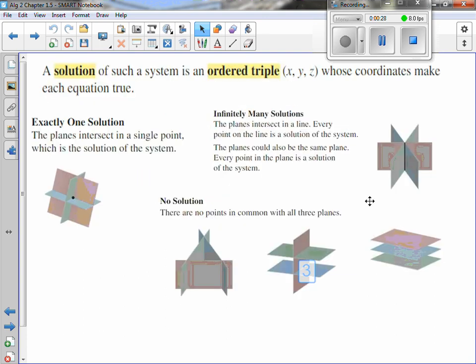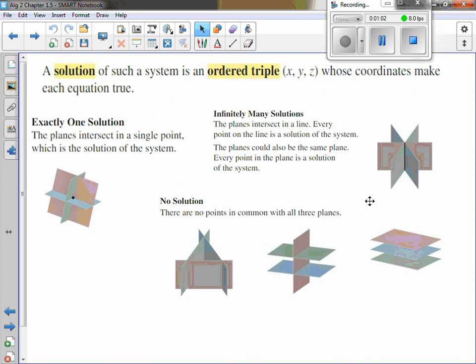Now, there's 3 different solutions we can have, and a solution will be the ordered pair whose coordinates make each equation true. So what we're talking about is a point or a line that will be in all 3 planes, that will make all 3 statements true. We want to find the values x, y, and z that will make all 3 statements true. So there could be exactly one solution where all 3 of these planes cross at a single point. They only cross at one point.